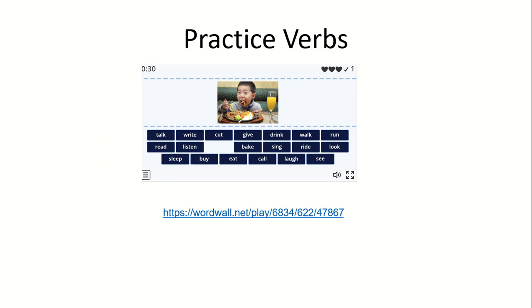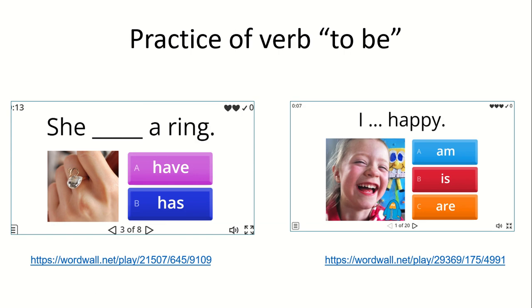Okay, please do some practice by clicking on the link. If you are in the PowerPoint, you can click in the middle of this picture, or if it doesn't work for you, you can copy this link and put it into your browser tab. These are to practice if you can identify different kinds of doing words, which is our verb, our action words. Then let's practice the form of to be, which is am, is, and are over here. And please practice have and has.